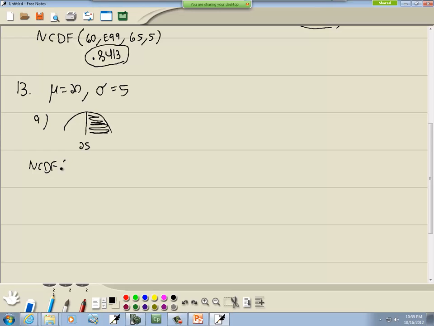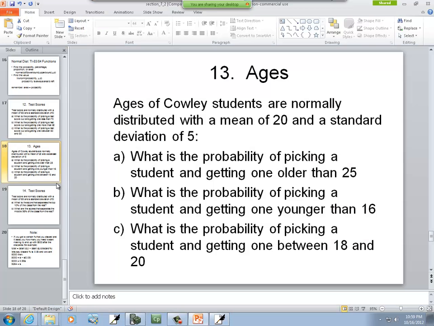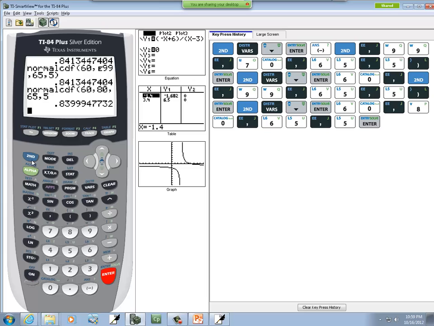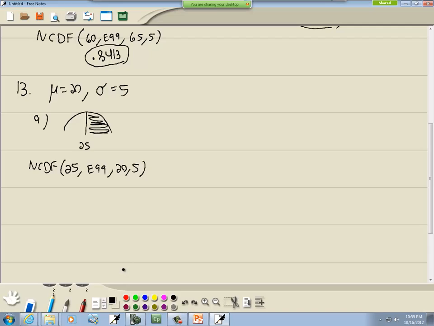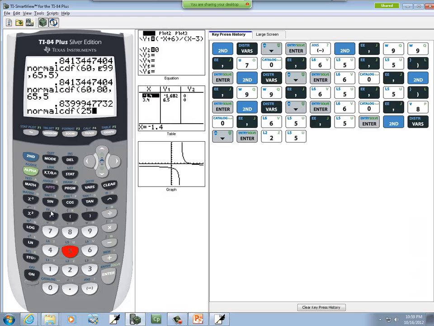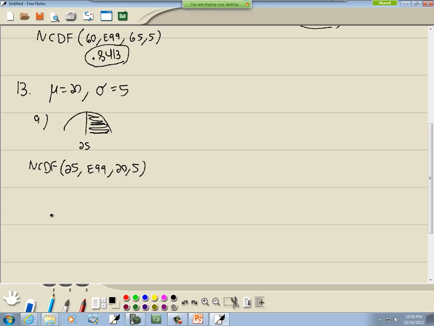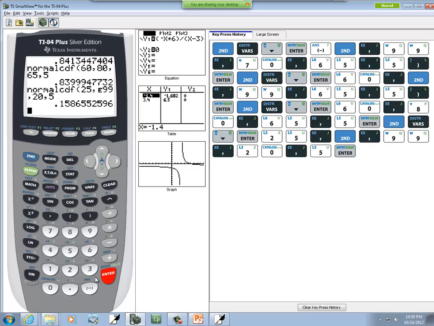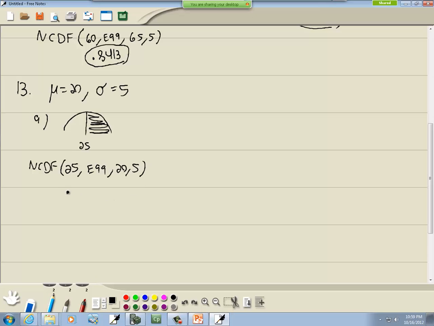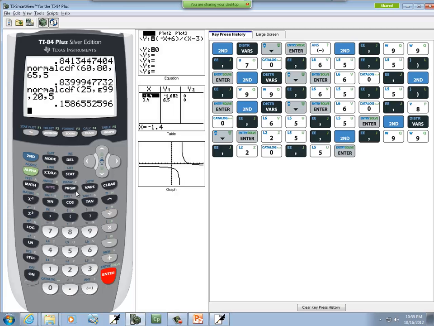So we're going to do normalcdf. Our lower bound is 25, our upper bound is E99, which is clear to the right. Comma, our mean, comma, our standard deviation. So let's put that in. 2nd Vars, normalcdf, 25, comma, 2nd comma 99, comma 20, comma 5, and then enter. And we get 0.1587.